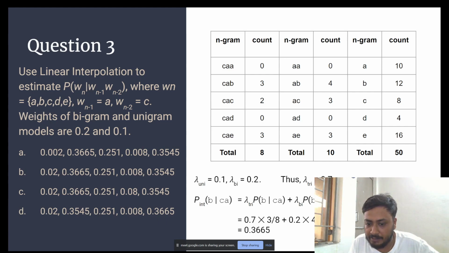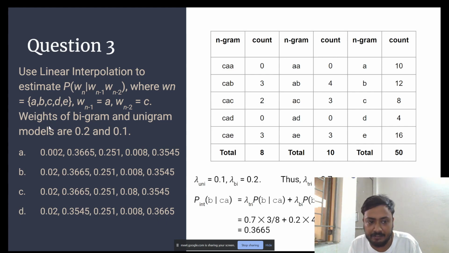Okay, somebody asked how the lambda is calculated. If you look, they have said the weights of the bigram and unigram models. These weights are the lambdas. Lambdas are the weights of the individual models. So the weights of the bigram and unigram models are 0.2 and 0.1. So lambda uni is 0.1, lambda bi is 0.2. That is already given in the question. So you need to find out lambda tri, and all the three lambdas should add up to 1. So 1 minus 0.1 minus 0.2 will give you 0.7. That is how we get the lambdas.